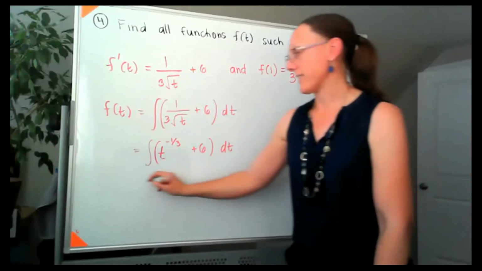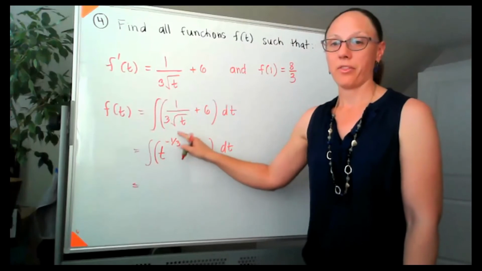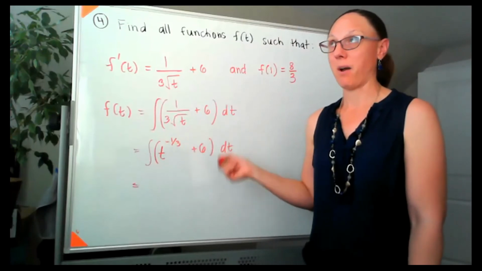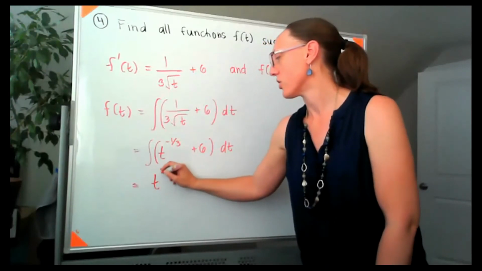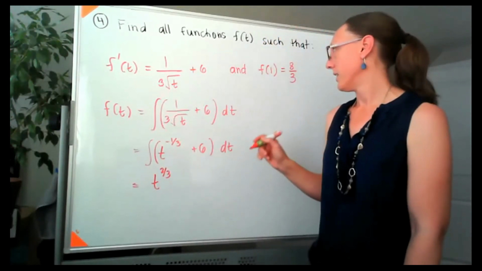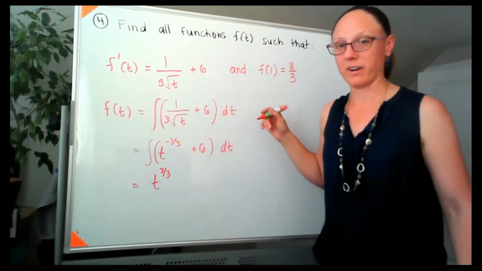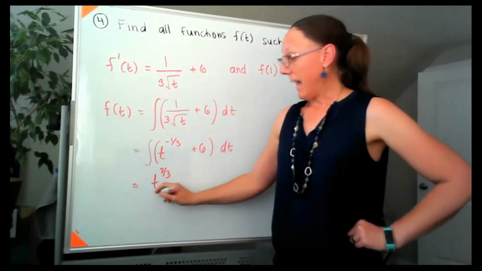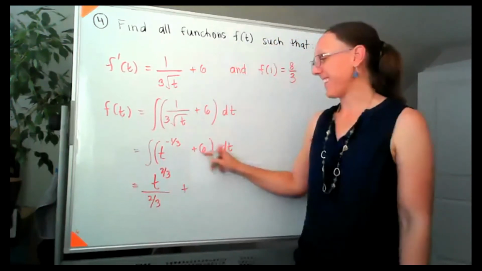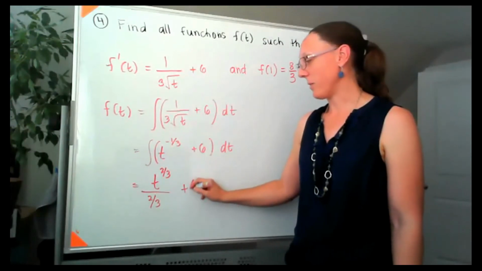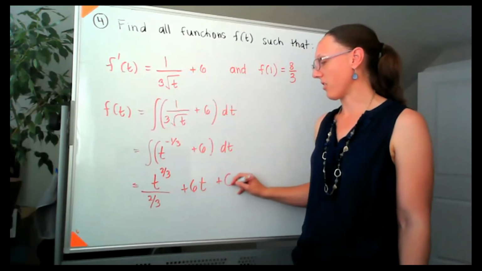Now I can find that antiderivative. I can add 1 to the exponent. So negative 1/3 plus 1 is going to give me positive 2/3. So I'll have t to the 2/3. Okay, I'm regretting my choice over here, but that's what I get for trying to do it in my head. And then I'm going to divide by the 2/3. And that 6 is going to become 6t, but the whole thing will be plus a constant.